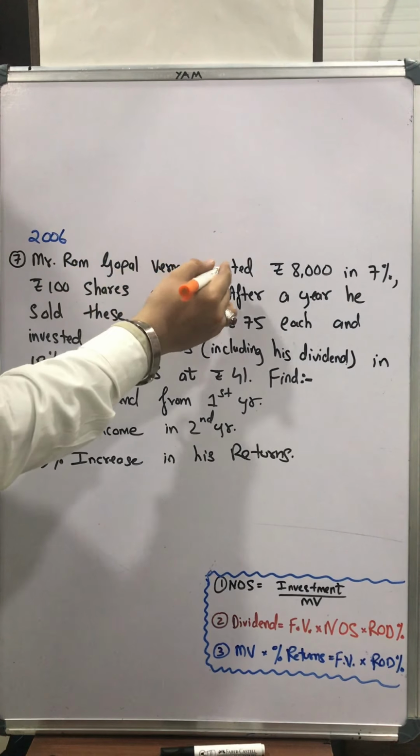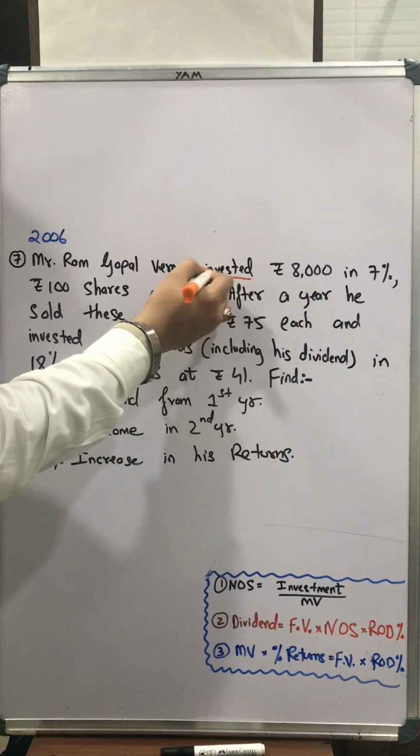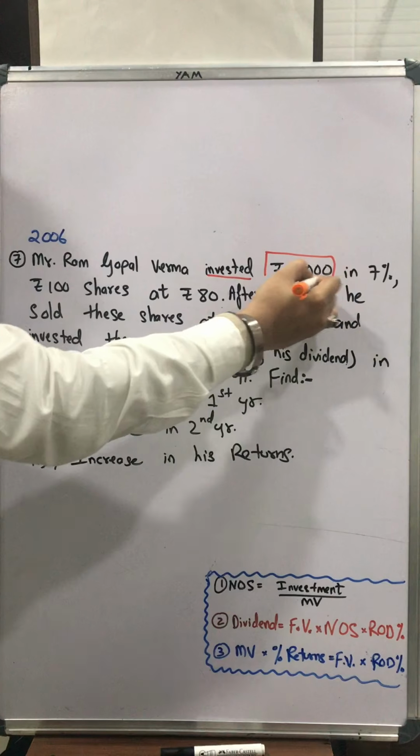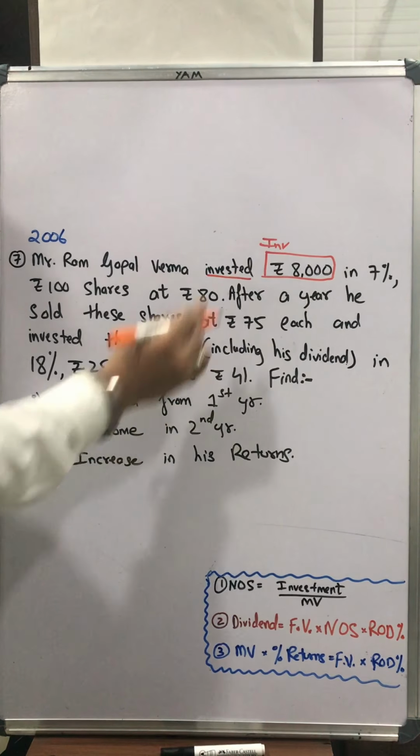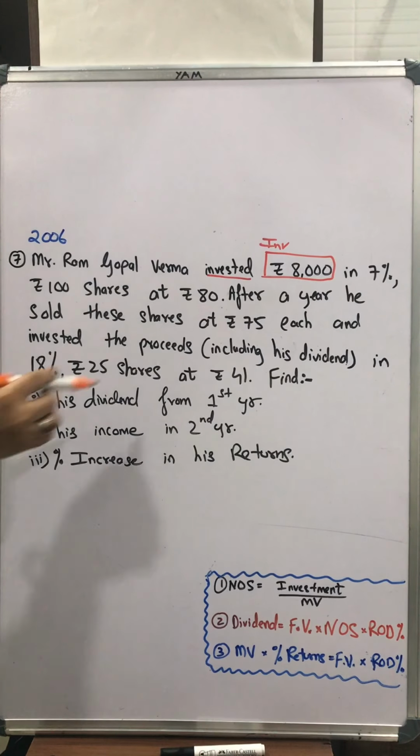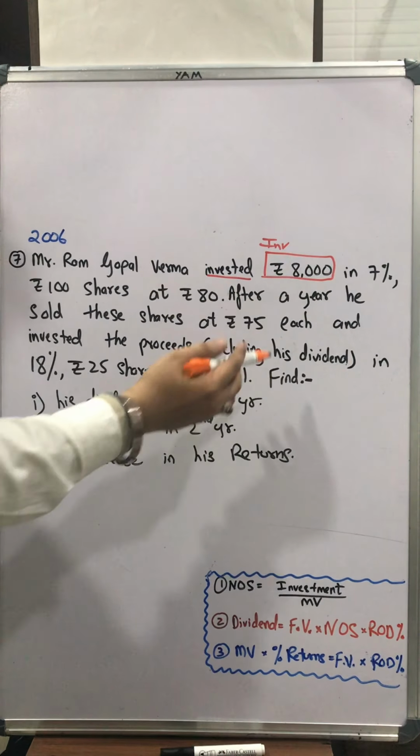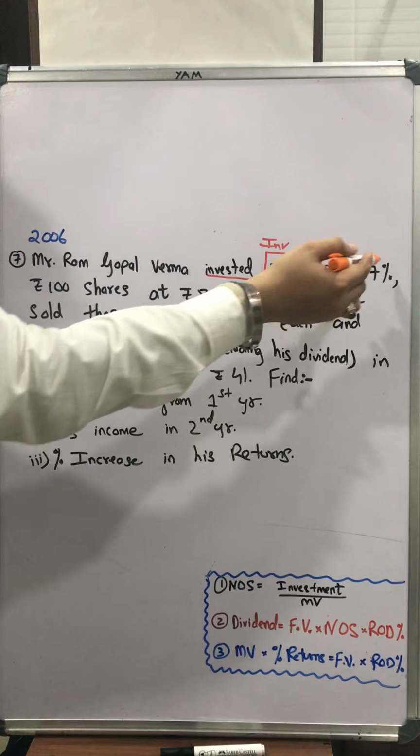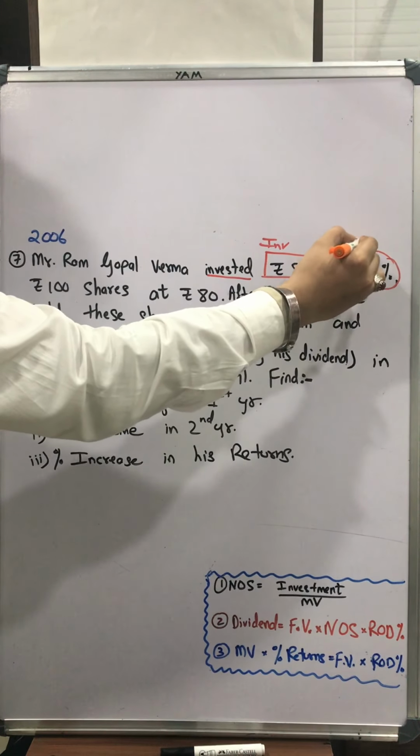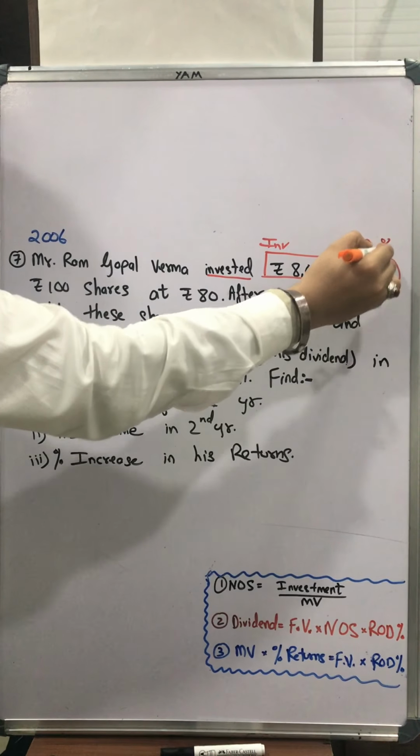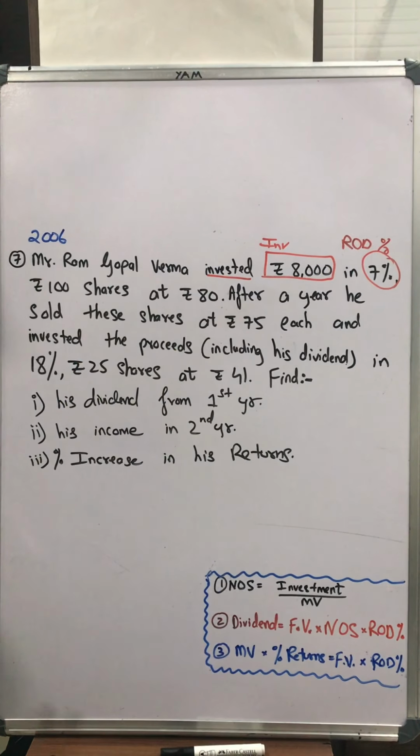Mr. Ram Gopal Verma invested rupees 8,000. So can I say this rupees 8,000 is the investment? Yes, it is the investment, INVI in short form. In 7%. So a random percentage is given, so of course it should be the rate of dividend. So rate of dividend percentage is 7%.